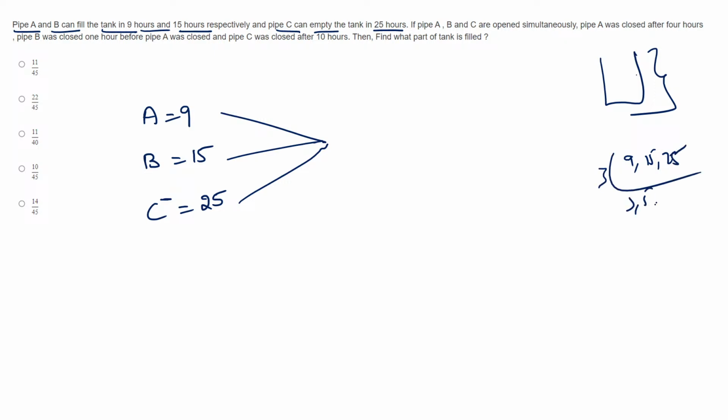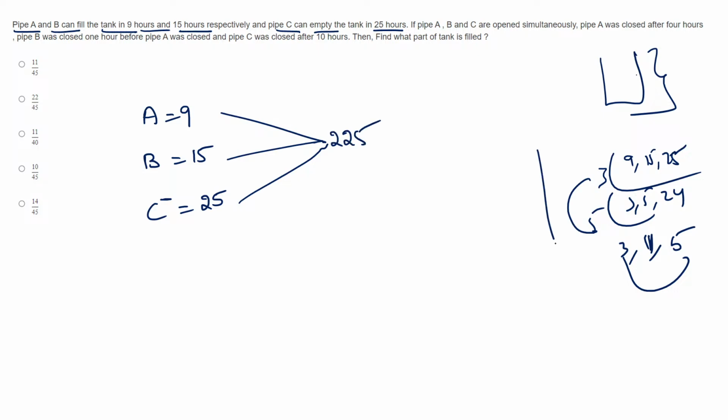3 nines, 5 threes and 25. Let's go 5, 3, 1, 5. So 15 and 15. Let us take 225 once, and check whether it is divisible by all the given numbers or not. So can you divide 225 by 9? Yes. So let's take the LCM as 225.